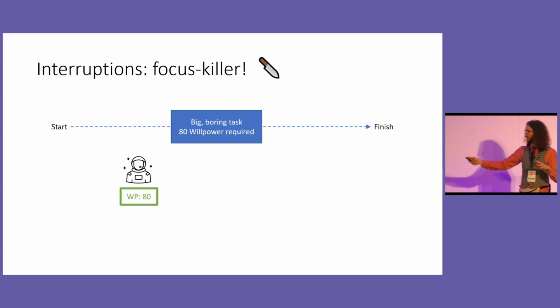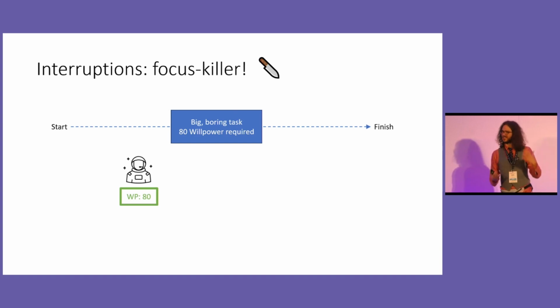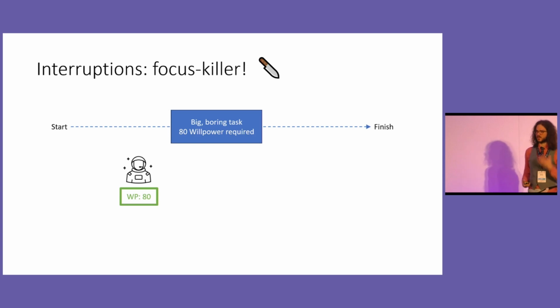So just by getting started, you do maybe an eighth of the task, but you spend 10 willpower just doing the thing because it's long and boring. It's hard to get yourself started.